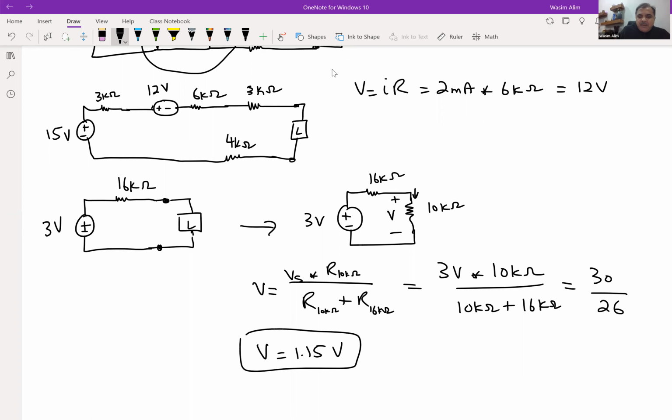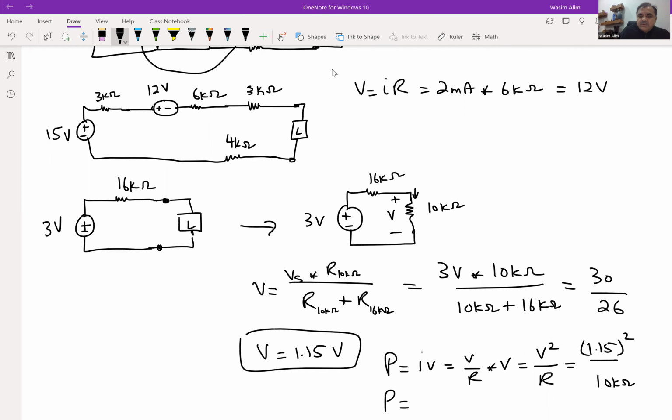we can then find the power, because remember, power P is equal to IV and I is equal to V over R. So we can say V squared over R is the formula for power. So V squared is 1.15 squared divided by 10 kilo ohms.